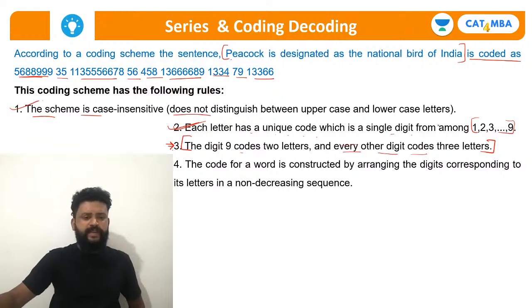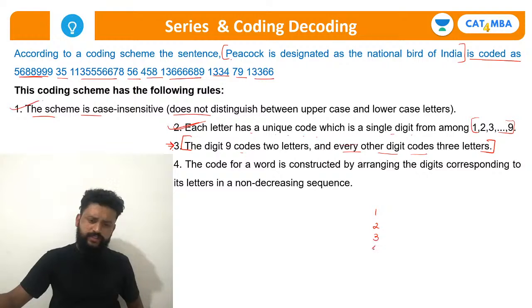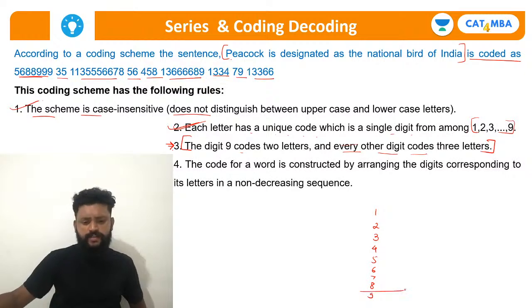So what does it mean? Look at this. 1, 2, 3, 4, 5, 6, 7, 8 and 9. We have 9 digits with us. So this 9 will just represent 2 letters. This 8 will represent 3 letters. This will represent 3. Are you getting this?